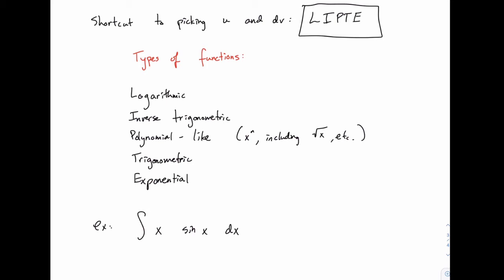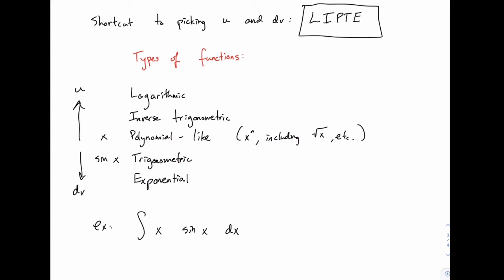That stands for logarithmic functions, inverse trig functions, and polynomial-like. I say polynomial-like because it's things like x, x squared, x cubed, but also things like the square root of x, which isn't technically a polynomial, but is x to a power. So you could think of power functions, but that general category of polynomial-like things. Then T stands for trigonometric and E for exponential. In our case, x fits here and sine of x fits here. That's our setup. The trend is that whichever one is higher on the list, you select as u, and whichever one is lower on the list, you select as dv.